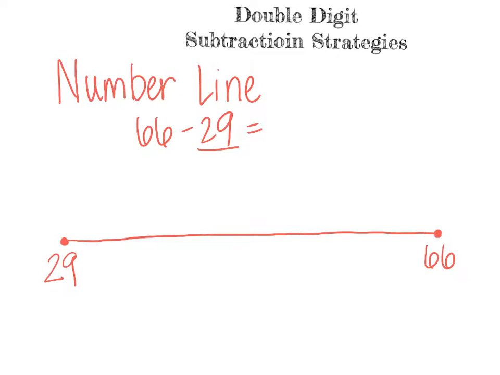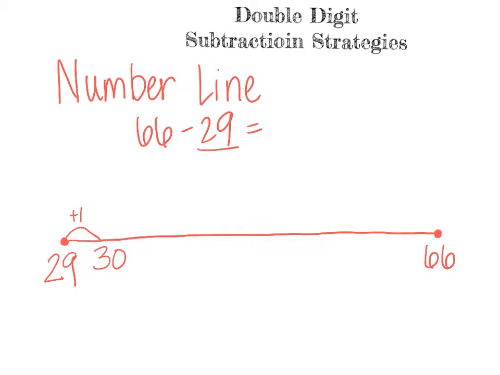So the first thing I'm going to do, boys and girls, is jump to a friendly number. If I'm looking at my smaller number, 29, I know that if I jump 1, I will get to 30. And 30 is a friendly number. Now I have jumped 1 to the number 30.